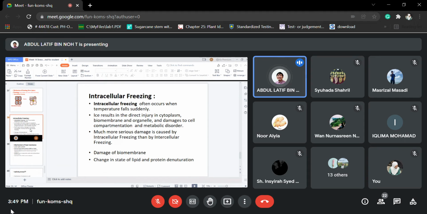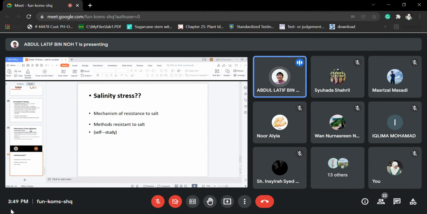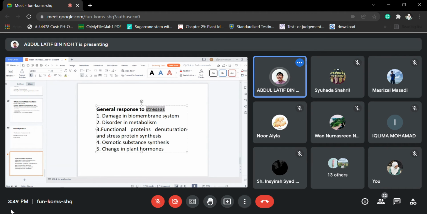Alright, awak boleh baca by their own. Alright, the mechanism is here as well. But about salinity, I give it to you guys untuk study generally about them. But in general, sebenarnya plant respond to stress dia adalah ni, alright, damage in the biomembrane yang kita tak nak, right, disorder of metabolism, right, normally dia normal metabolism tapi dia bertukar due to the stress punya environment.